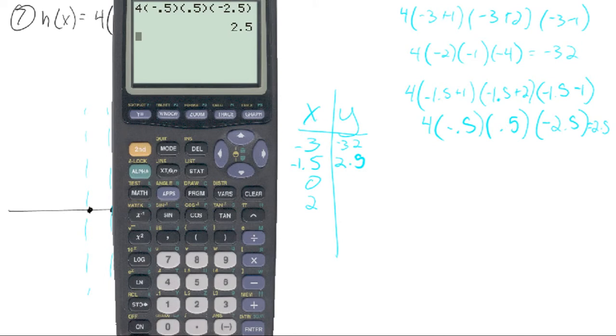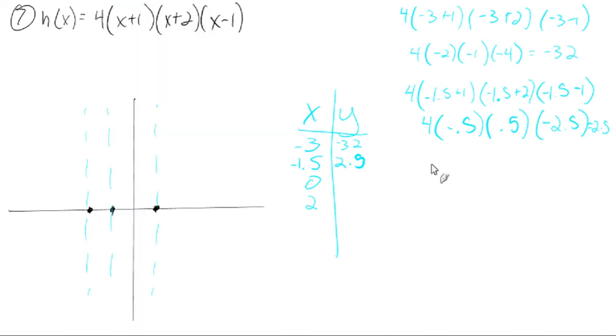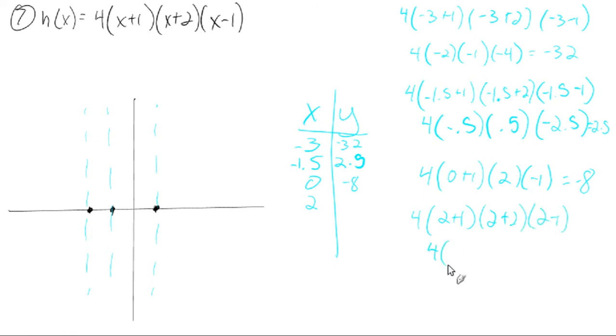We're done with that, so let's get rid of that. 4 times x, which is now going to be 0, plus 1. So let's not even write 0. Let's just write down 1, 2, and negative 1. 4 times 1 is 4, times 2 is 8, times negative 1 is negative 8. Okay, now for 2: 2 plus 1, 2 plus 2, 2 minus 1. 4 times 3 times 4 times 1. 12 times 4 is 48. Okay, well, look at that. That goes way up there at 48.